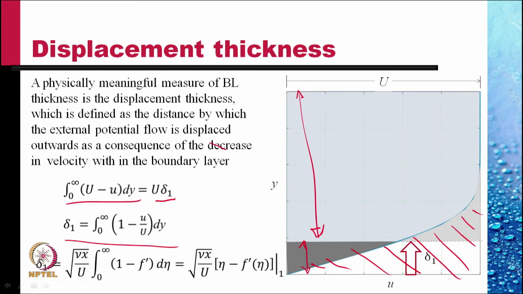And if we use the self-similarity profile for the boundary layer discussed in the last lecture, u by capital U is the function f prime of eta, where eta is the self-similar variable, y divided by square root of nu x by U. Then delta 1 is evaluated as this, where subscript 1 at the end denotes that the value of eta minus f of eta should be evaluated far away from the boundary.